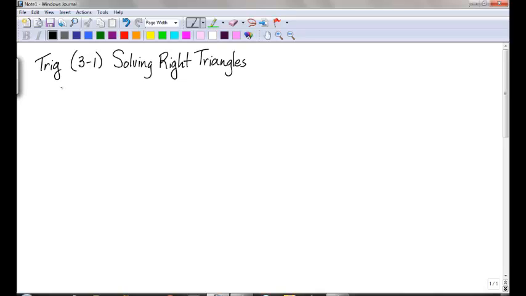First, in this chapter, when you see the phrase "to solve" or just "solve," it means find all the missing parts. That means all the missing sides, all the missing angles. So if they just say to solve or solve, find all the missing parts.